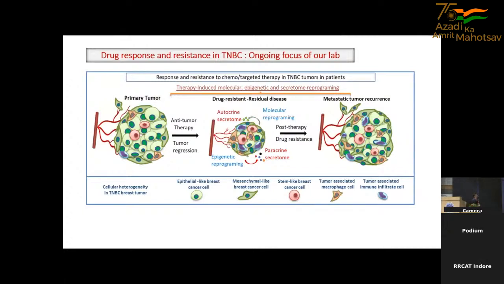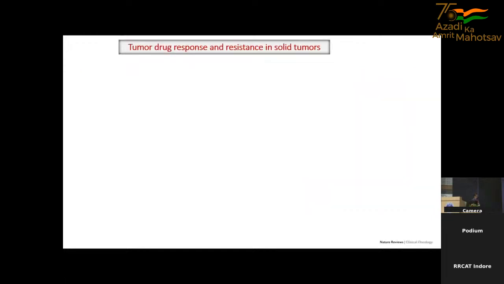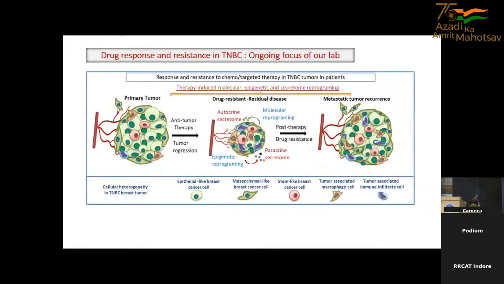Mutations are mostly not found in TNBC when it comes to drug resistance, but there is a severe level of reprogramming here. So we need to understand whatever is going on, because if we miss this, there is no chance to treat the tumor when it is already metastatic. So we are trying to understand molecular reprogramming, autocrine and paracrine secretome, and epigenetic reprogramming, because this is happening most of the time in TNBC patients.